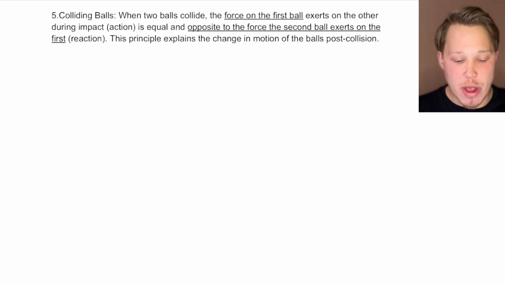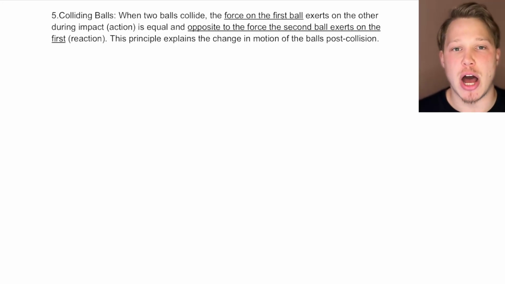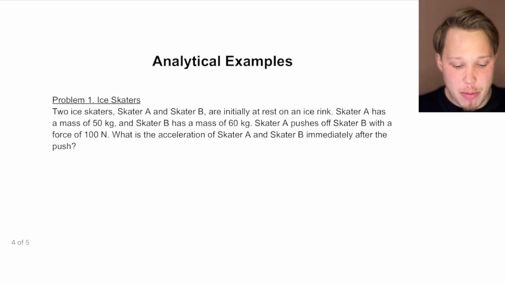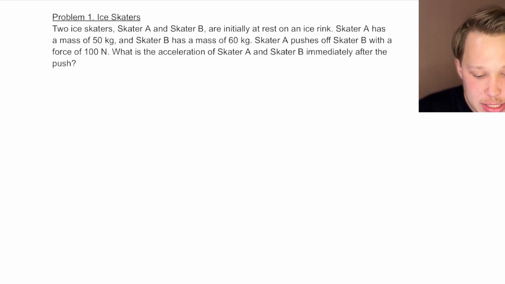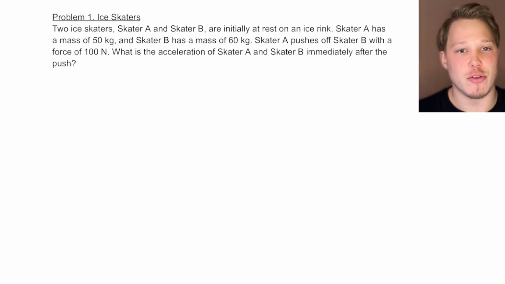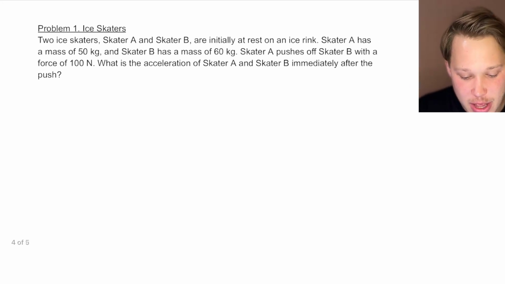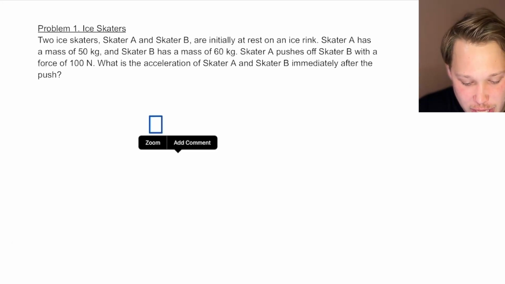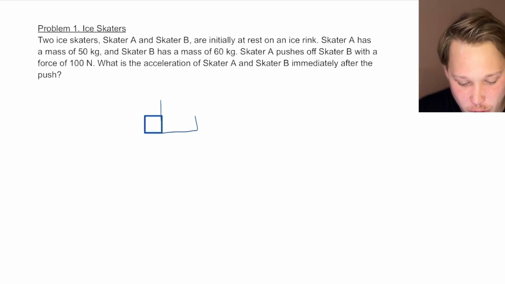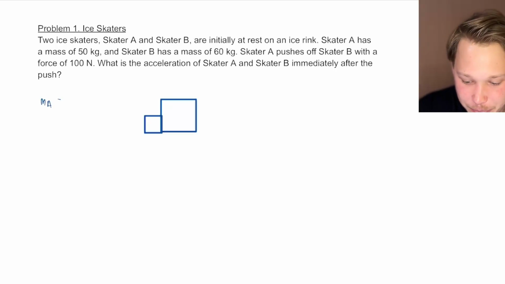So Newton's third law shows up in numerical problems usually when there are multiple objects interacting with each other. For example, problem 1 has to do with skater A and skater B. I know they have incredibly original names. So let me draw our skaters. Just like all objects in physics, I will represent them by a box. Skater A has a mass of 50 kilograms and skater B has a mass of 60 kilograms.